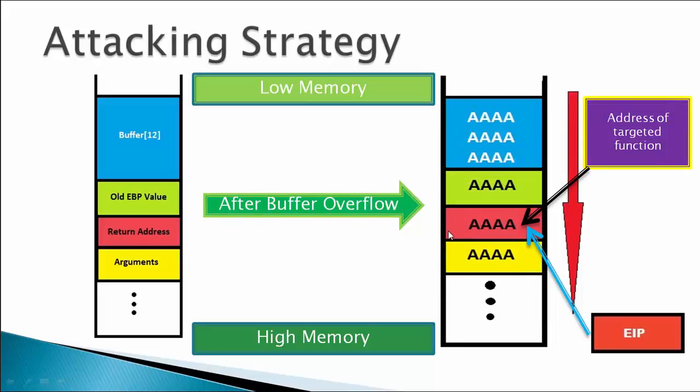The return address is overridden by all A's, and when the function returns, the return address is put into EIP and then executed. At this moment, when the return address is popped from the stack, the ESP points at this location.